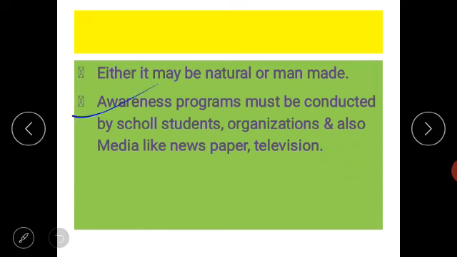Then what can we do to conserve the forest? The effective way is awareness. Many awareness programs should be conducted by school students and organizations. We can make people aware by using media like newspaper, television, internet, etc. And we can make people aware that forests are very important to us and we have to conserve them. So these are several factors. In this way we can conserve the forest.